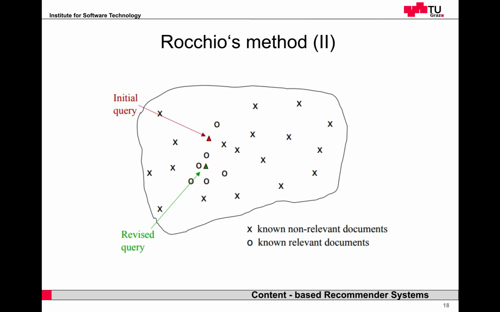This figure clearly shows the idea of the Rocchio algorithm. In this figure, crosses stand for non-relevant documents and circles stand for relevant documents. So we can see that the initial query returns a document which is quite close to irrelevant documents. This method tries to find a modified query vector that helps to return documents which are much closer to relevant documents.